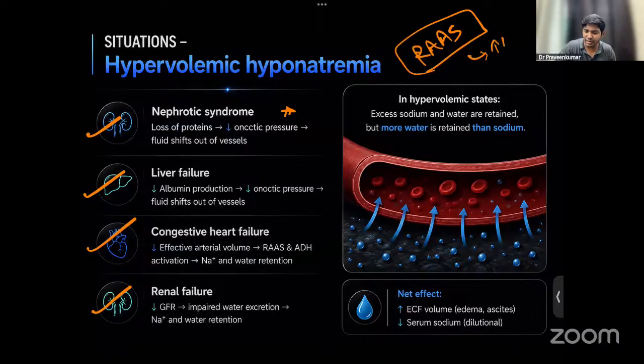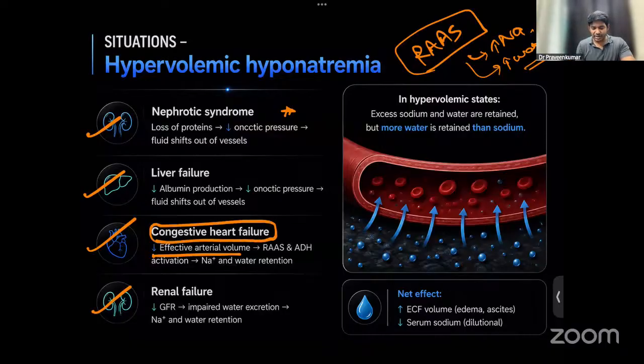In all these, the main culprit is going to be the renin-angiotensin-aldosterone system. That is going to cause increased sodium retention, and along with that, increased water retention. For example, in congestive heart failure, the effective blood volume is going to be less. That causes RAS activation, which will reabsorb sodium. And because of this low output and low BP, ADH will also be increased, and ADH will cause water retention. So both sodium and water are retained.